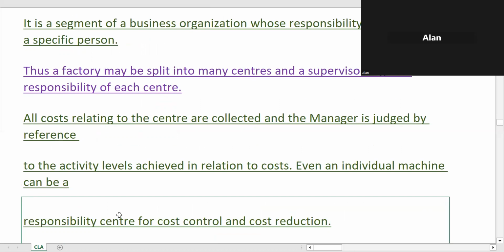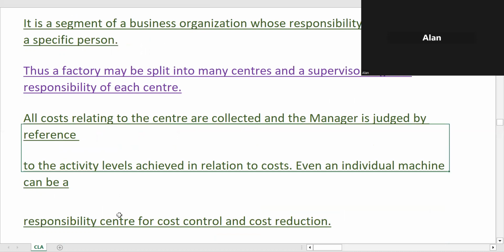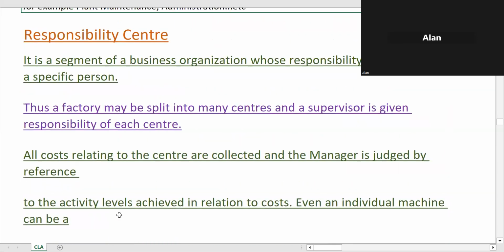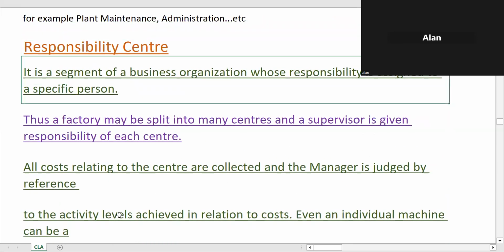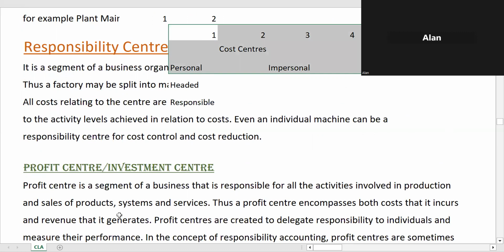That means a responsibility center is something for which you are collecting the costs and seeing the performance of the head of that department, or even a machine, or any part of the organization. That will be your responsibility center. The responsibility center concept is only for cost control, because only human beings can be made responsible.